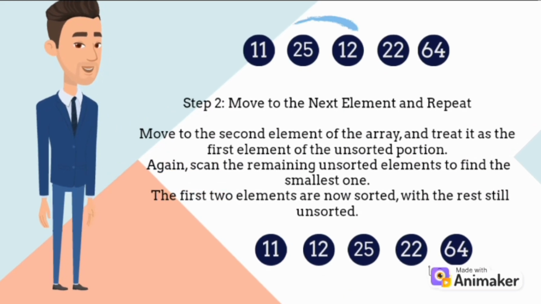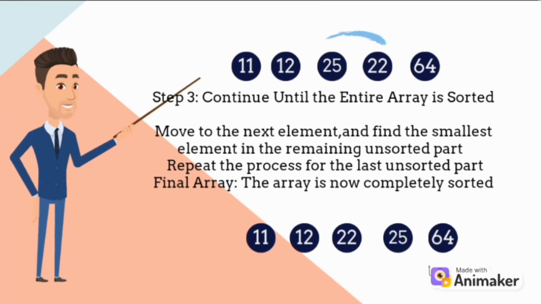Now, treat the next part of the array, excluding the first sorted element, as the unsorted portion. Again, find the smallest element in this remaining unsorted portion. Swap this smallest element with the first element of this unsorted portion. For example, in the remaining unsorted array, the smallest element is 12. Swap 12 with 25. The array now looks like 11, 12, 25, 22, and 64.